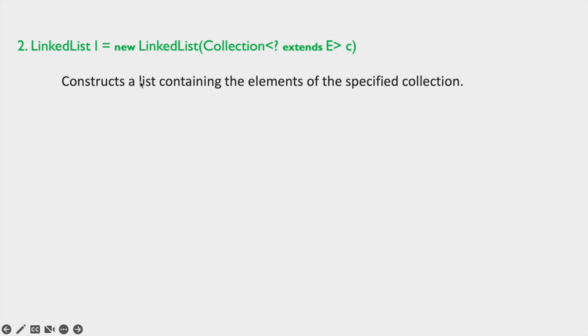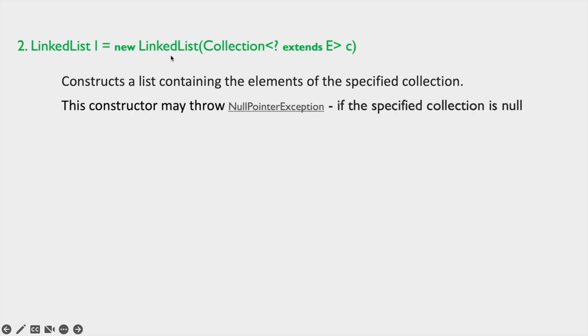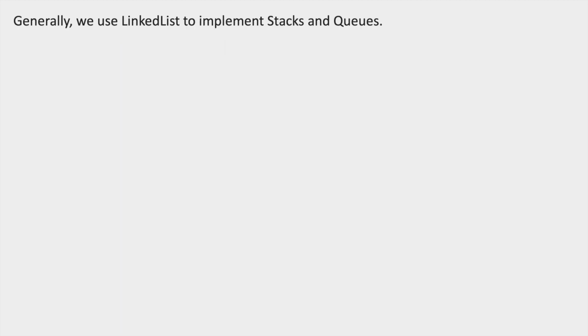By using this constructor, we can create a list containing all the elements of the specified collection. This constructor may throw a NullPointerException if the specified collection is null. If you pass null as an argument, this constructor throws a NullPointerException. So to create objects for the LinkedList class, we have two constructors: the parameterized constructor, which accepts a collection as an argument, and the default constructor.